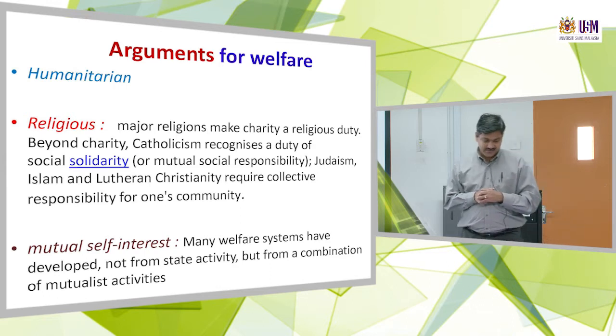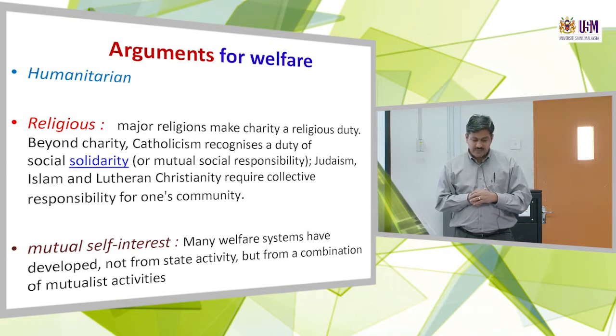It's also mutual self-interest. Many welfare systems have developed not from state activity alone, but from a combination of mutualist activities. What is this mutual self-interest? For example, you are in an apartment, in a neighborhood. You have your own rules: what kind of security you should have, how much monthly maintenance allowance, what the rights and duties are, who should be allowed and who should not. You have your own security for 100 families, 50 families. That is, to me, mutual self-interest, because you all want to live together, irrespective of class, caste, religion, gender, whatever. We all want to live in that place in harmony, with respect. So you can also come up with some welfare activities, maybe as a residential neighborhood or apartment association, whatever you call it.